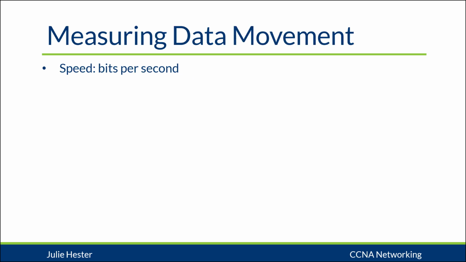So to compare the different types of media and how we configure them, we want to be able to measure data movement. So first, when we talk about speed, we're talking about moving bits per second, or BPS. And the most commonly discussed measurement is bandwidth. Bandwidth is the theoretical capacity, meaning this is the maximum amount of data that we could move through the network at any given time. But bandwidth is rarely achieved.